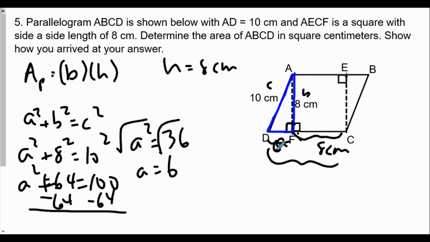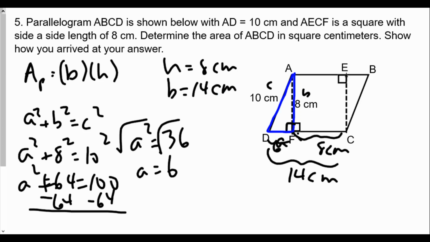Now, again, when we take the square root, there is a positive or negative value, but we cannot have a negative measurement. All right, but our base we're trying to find. If FD is 6 and FC is 8, that must mean CD, the base, is 14 centimeters. So now we go back to our formula here. So our base in this situation is equal to 14 centimeters.